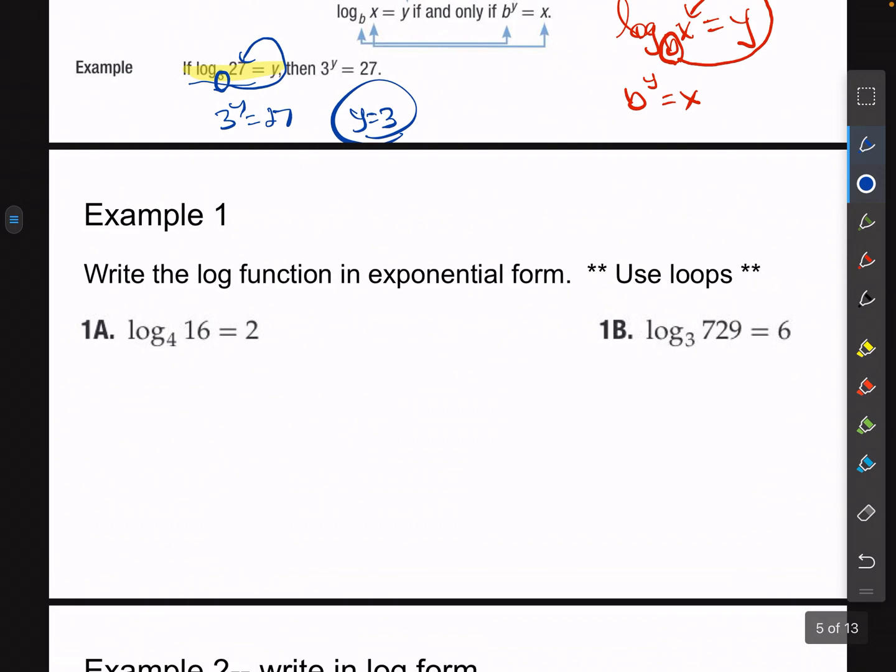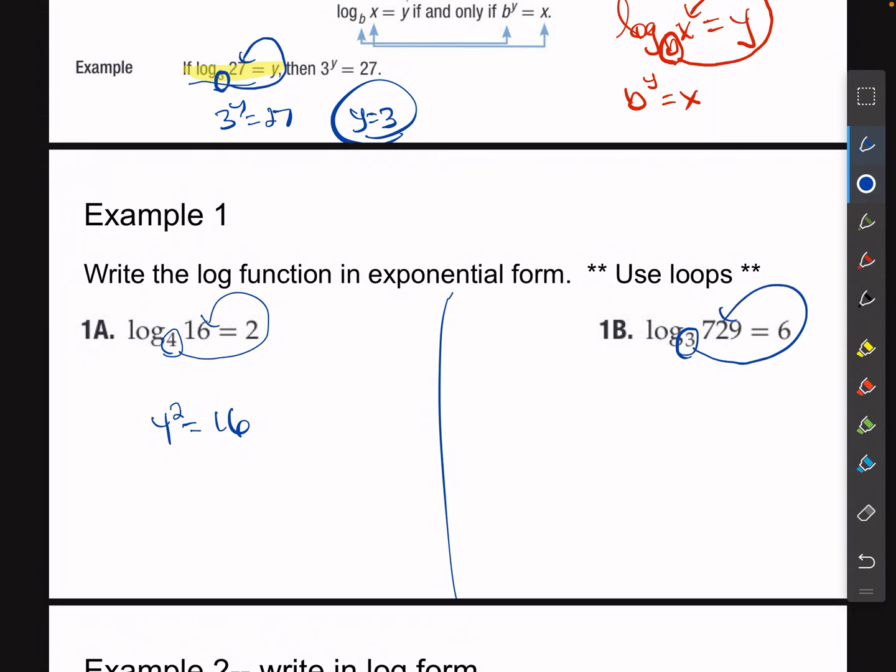So example 1, they want you to write this as an exponential function. So we're going to take 4 to the second power and set it to equal 16. All right, then you try 1b on your own there. Hopefully for 1b, what you're getting is 3 to the 6 is equal to 729. Okay, so we're writing that in exponential form.